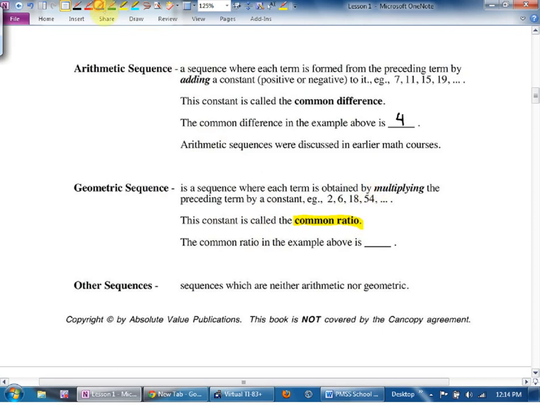How can you find the common ratio? Most of you are doing it intuitively, but if it's yucky, divide any term by the one in front of it, and that'll give you the common ratio. 6 divided by 2, or 18 divided by 6, or 54 divided by 18, either of those. Pick whichever one's easiest. That's if it's a yucky one with decimals and you can't see the common ratio. Any term divided by the one in front of it. And then there's other sequences. We're not going to care about those.